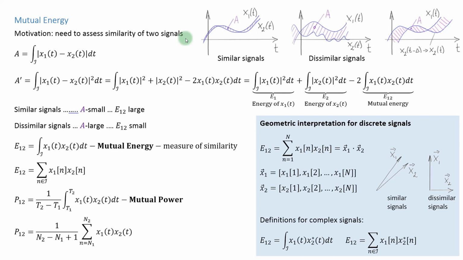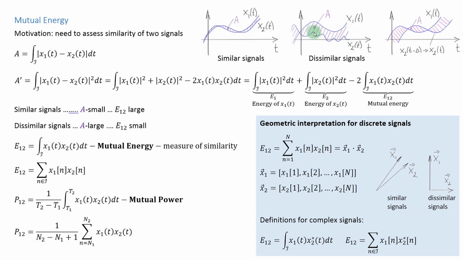For speech recognition, the measures of similarity are fairly complicated. We will not use those. We will use a fairly simple measure of similarity, which is called the mutual energy. How does it work? Here I have two cases, one case of similar signals and one case of dissimilar signals. Here I have a signal x1 and very close to it I have a signal x2. This is the case of similar signals where signal x1 and x2 are close to each other. Here, the signal x1 and the signal x2 are noticeably more different.